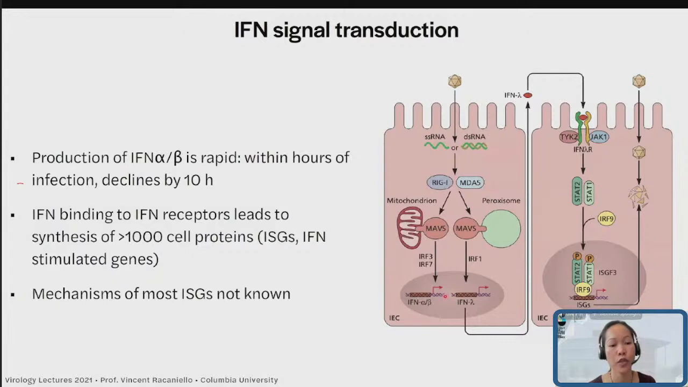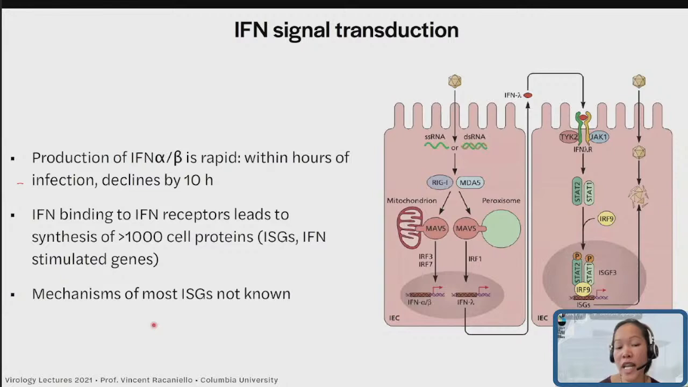But more importantly, interferon binding to the interferon receptor causes the synthesis of cell proteins, and that includes interferon stimulated genes or ISGs. And the ISGs produced are in the thousands, a lot. So when we study interferon-stimulated genes in virus infection, we see many candidates and many are stimulated by viruses. But in every virus, there are also specific ISGs that are higher compared to other viruses. So it is important to study which specific ISGs are usually triggered by a particular virus.